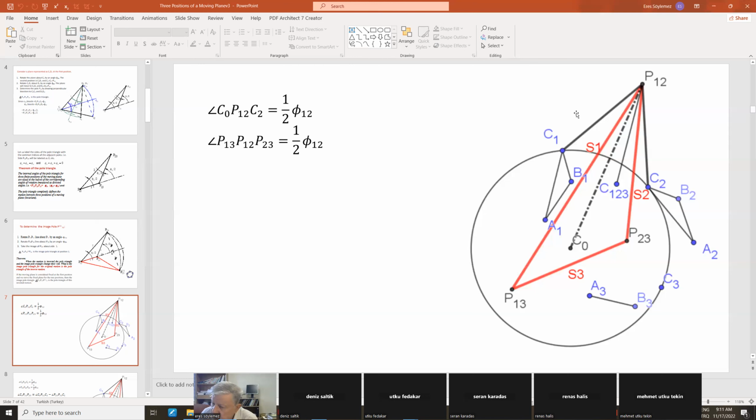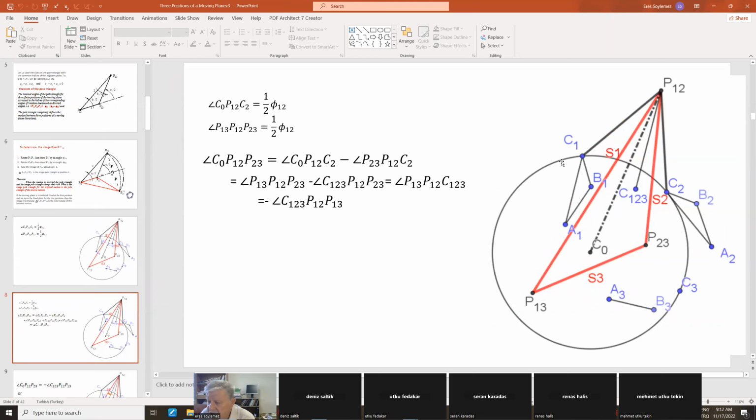It's very simple because C0 is on the perpendicular bisector. As the name implies, the perpendicular bisector bisects this angle. It need not be P12, by the way. Any point on this perpendicular bisector, let me say I have selected a point Q over here. The angle C1, Q, C2 will be bisected by this perpendicular bisector. Okay? Now, let us consider the following.